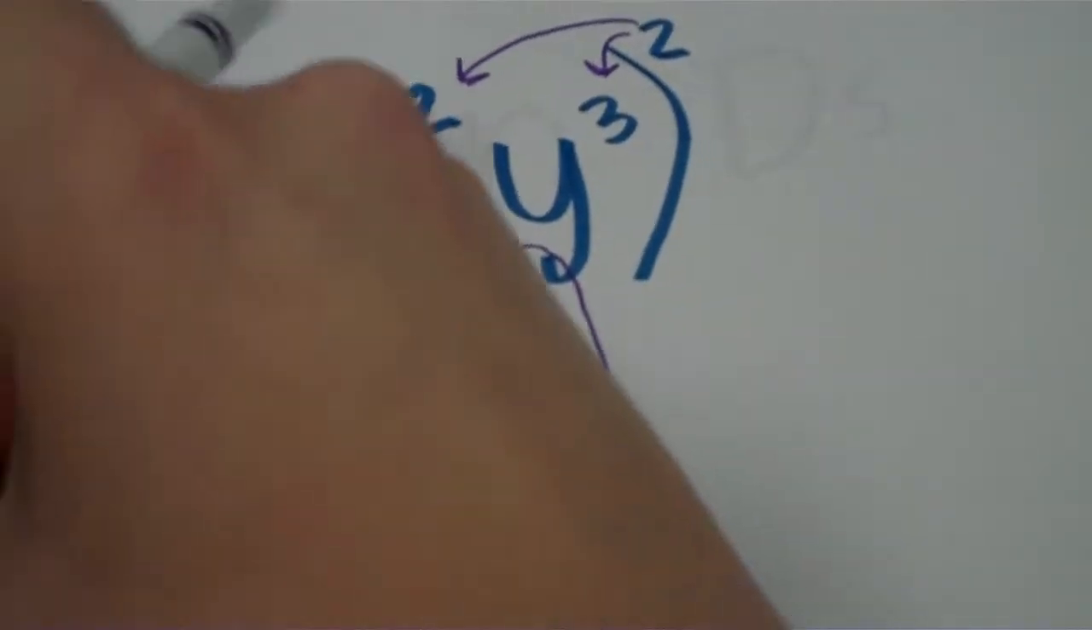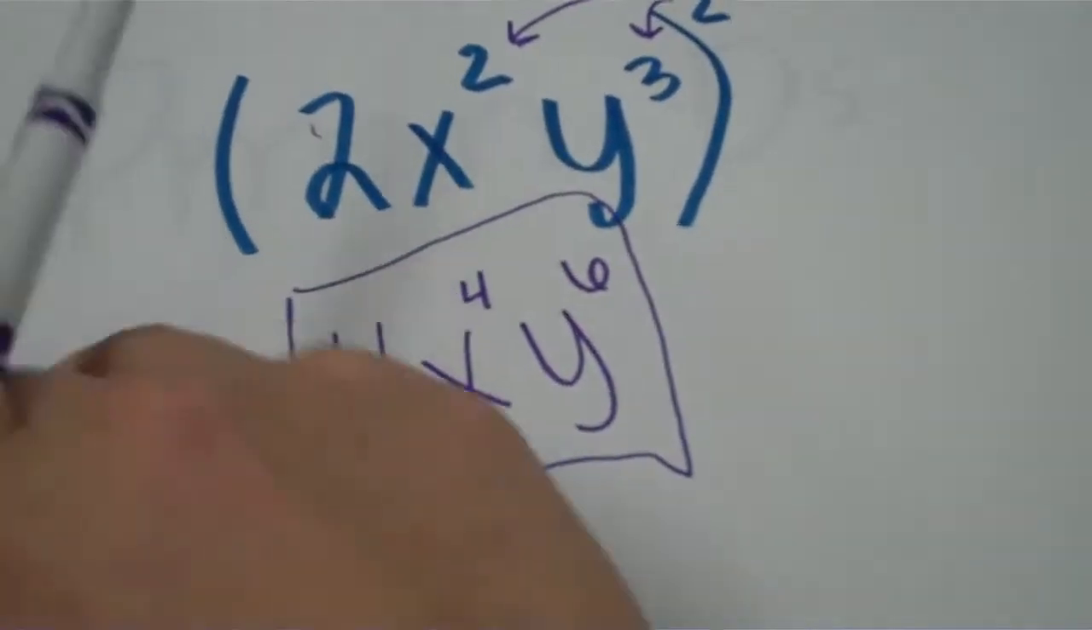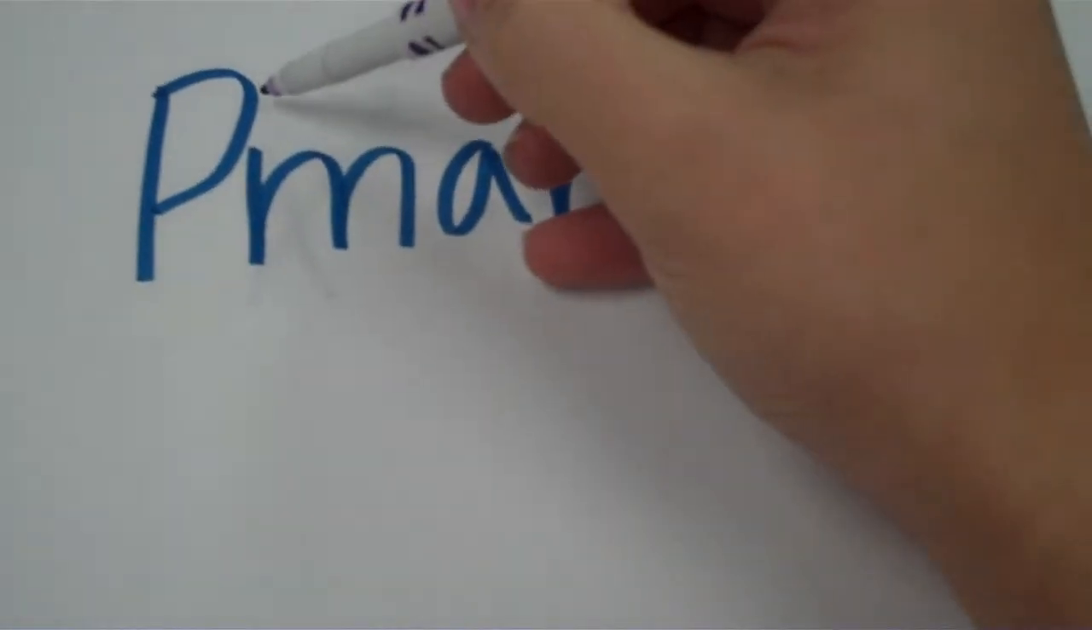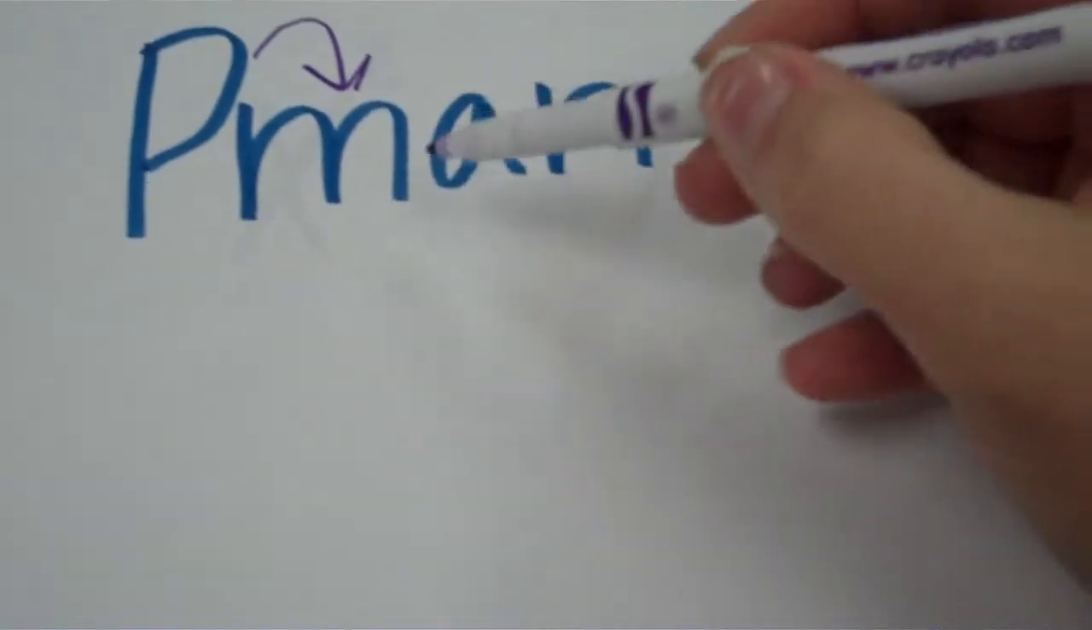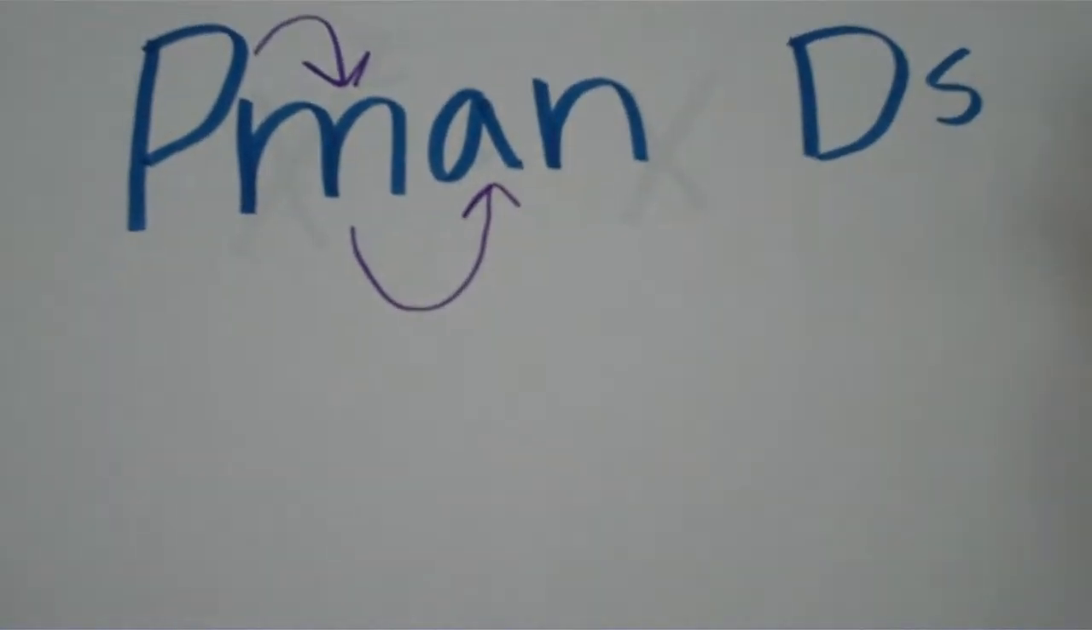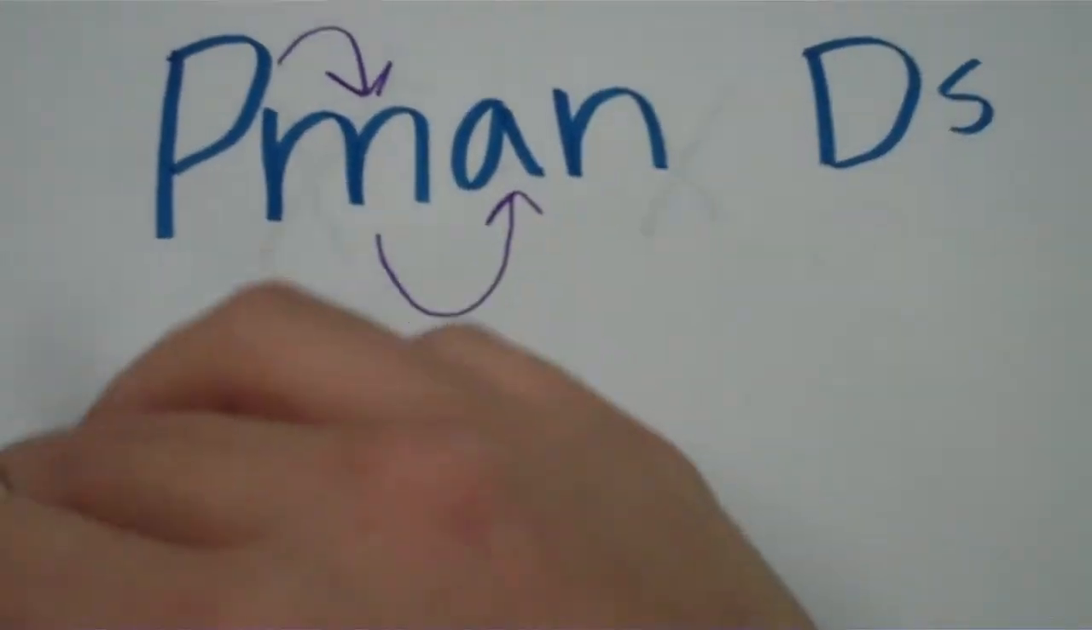Just a review of last class. Let's go over the other rule. So when you're multiplying, you add the exponents. Okay? So when you're multiplying, you add the exponents.